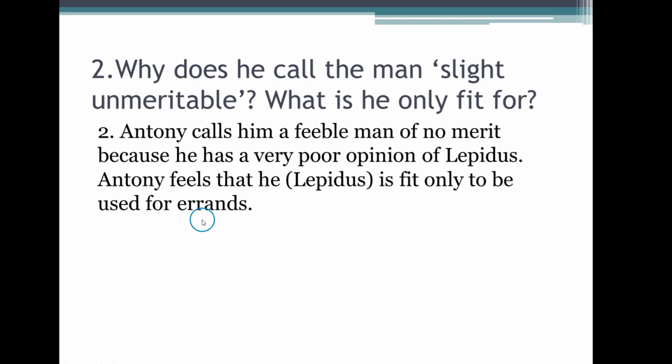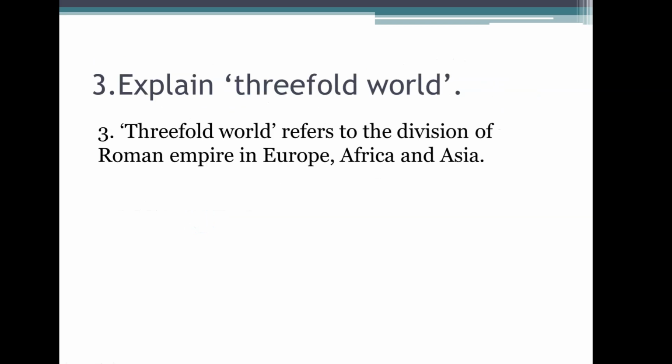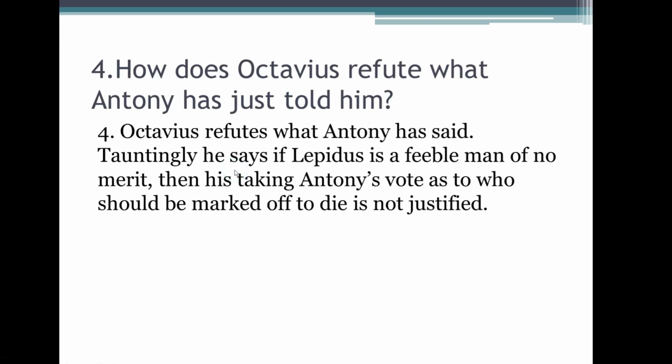So only to be used for errands, you can write that thing. Means you can underline. So they are basically your keywords in the answer. Question 3. Explain threefold world. Threefold world refers to the division of Roman Empire in Europe, Africa and Asia. So you have to underline Europe, Africa and Asia. Division of Roman Empire, that also you can underline.